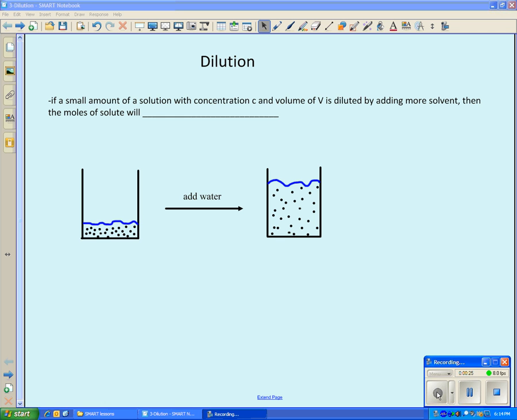If we start with a small amount of solution, represented by the diagram on the left, that has concentration C and a volume of V, and then we add more water or solvent to it, what's happening to the moles? In this diagram, if I consider the particles of the solute, the black dots, to be representing the moles that are dissolved, when we compare the two solutions on the left and the right, what you'll notice is that the number of moles of solute is staying the same. So even when we add more solvent or water, the amount of solute, or the moles, remains constant.